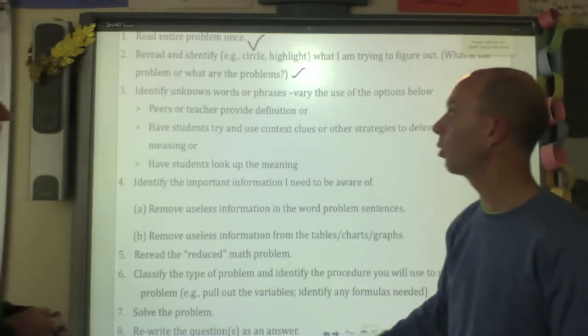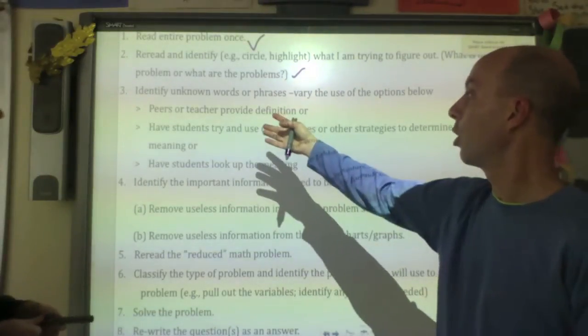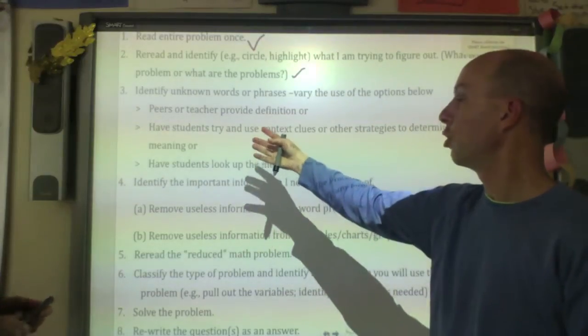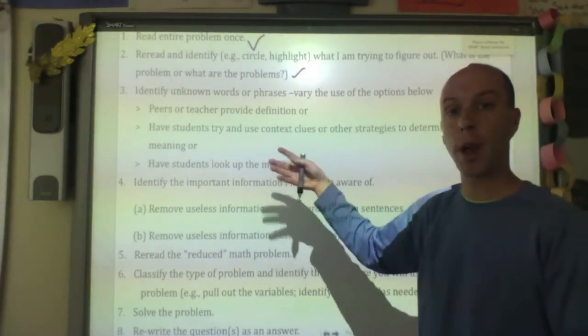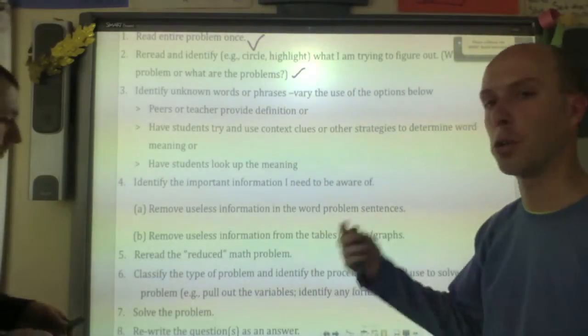So if we go back to our protocol now, we want to find out what those words mean. Okay. So you might talk to a peer, talk to the teacher, ask one of us. You can actually use context clues within the problem to figure out the meaning of that word, or you can just look it up. You can Google it or something like that.